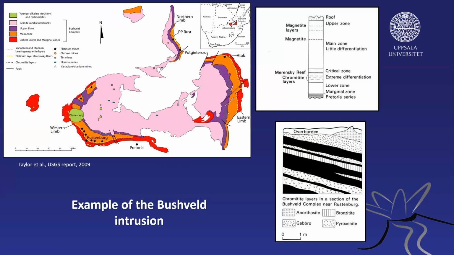If we look again at a cross-section, a bit more simplified, this is what we see. We have different zones, and at some point, we have magnetite layers here again, and then we have what we call the critical zone. This part of the Bushveld is very interesting because we have chromite layers, but it's very enriched in sulfides. We have a lot of PGEs in this layer. That's the Merensky Reef.